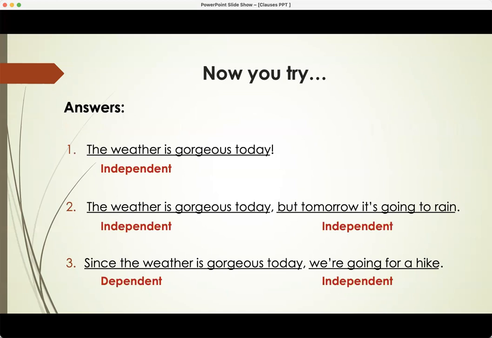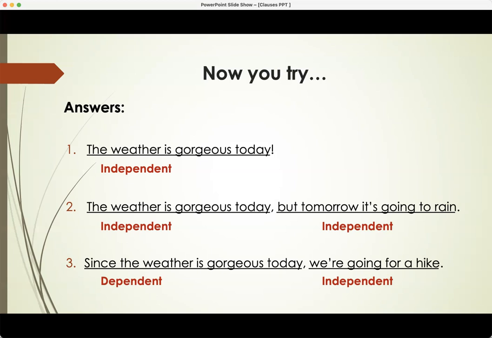Okay, so let's take a look. Number one, the weather is gorgeous today. Here we have one group of subject and verb. The subject is the weather, the verb is. The meaning of this sentence is complete on its own. Therefore, this is an independent clause. It's one sentence with one clause, and it's an independent clause.